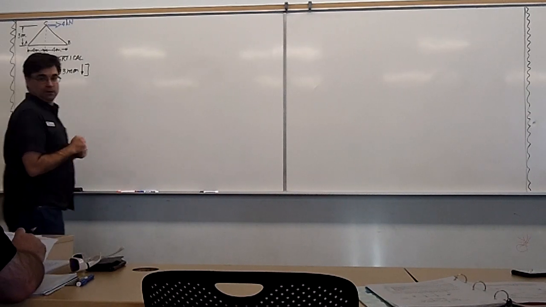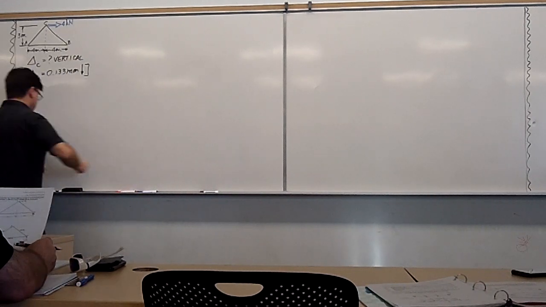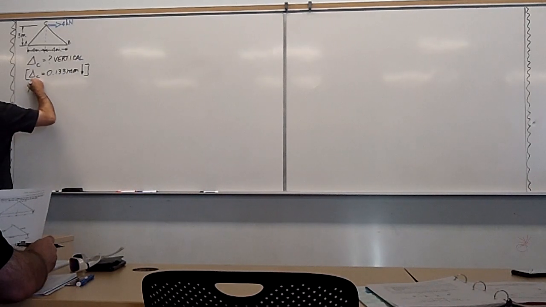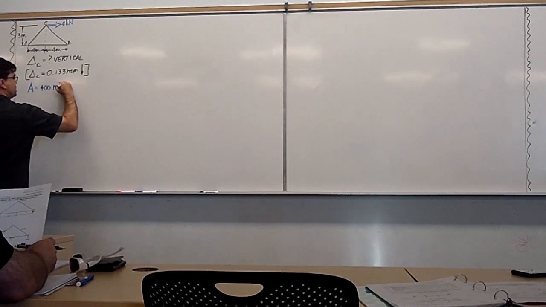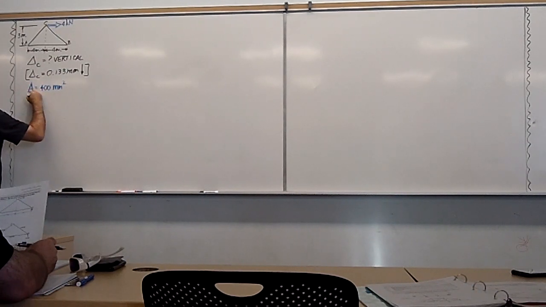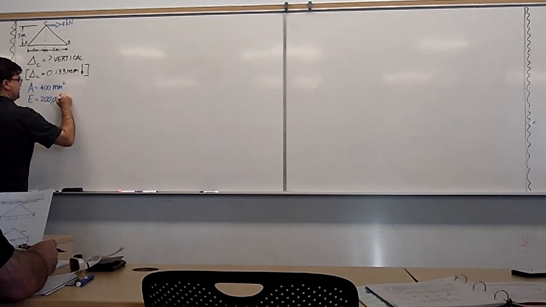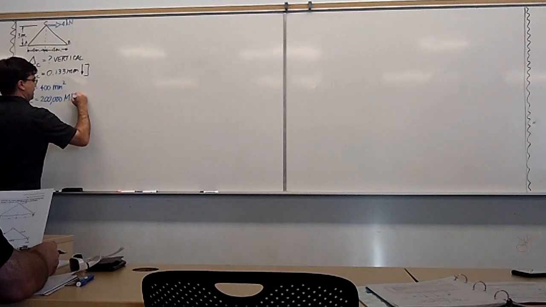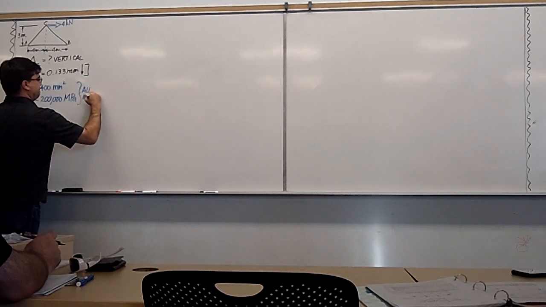There are some other variables? Yeah. For sure, yeah. What else do we have? It says assume A equals 400 millimeters squared. 400 millimeters squared. And E equals 200,000 MPa for all members. 200,000 MPa. And this is for all members? Yes.